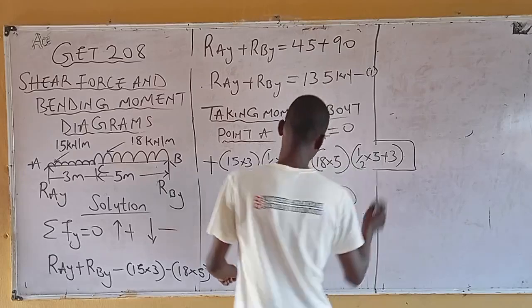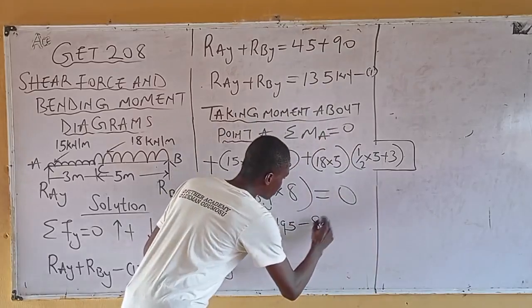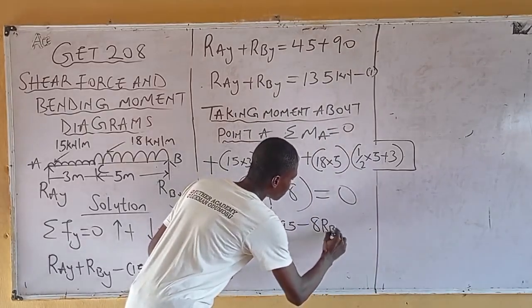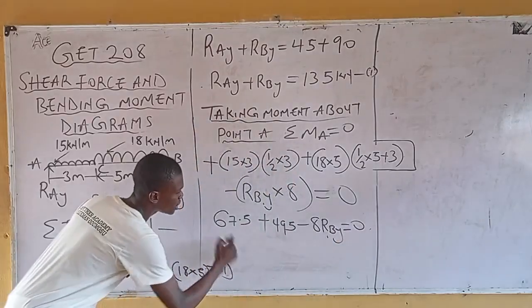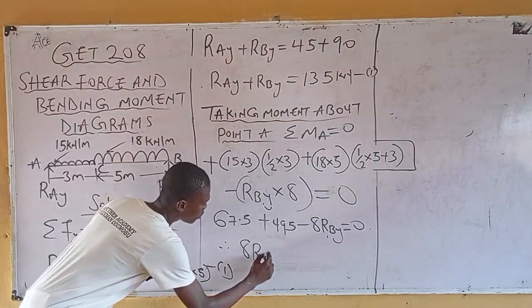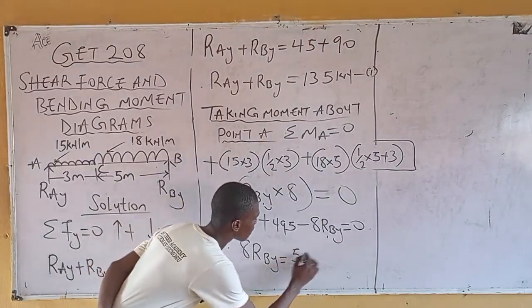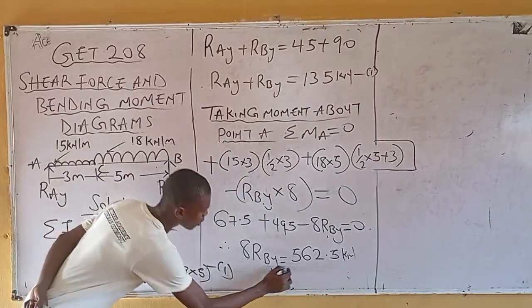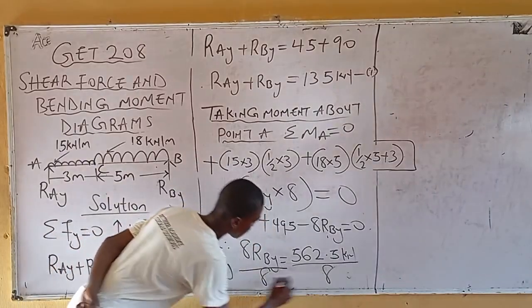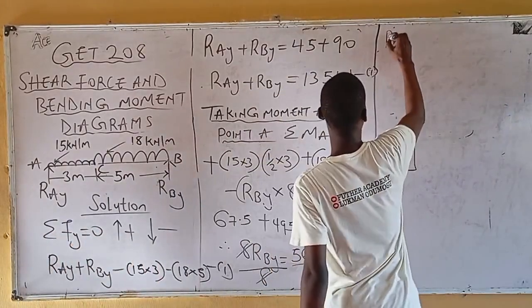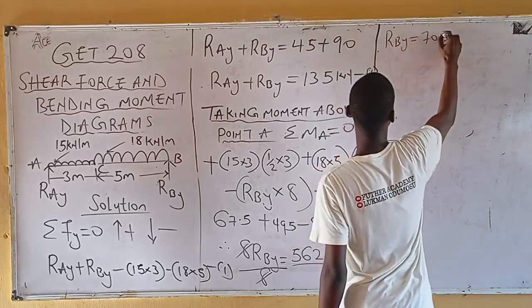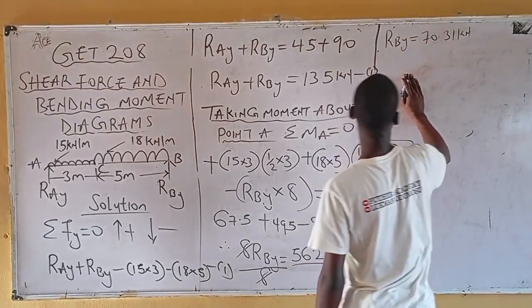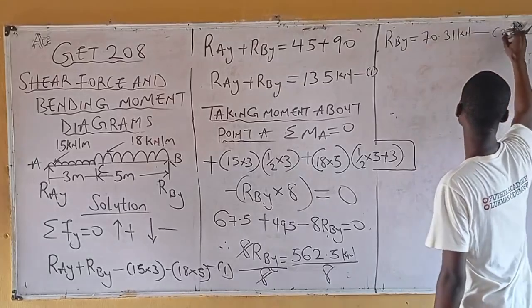Then this one, what do I have? 8 RBY. It's going to the other side, so I have negative 8 RBY equals 0. Therefore, the addition of this is 562.5 kilonewton. From here, divide both sides by 8. What's the answer? 70.31. RBY is equal to 70.31 kilonewton. Call this equation 2.